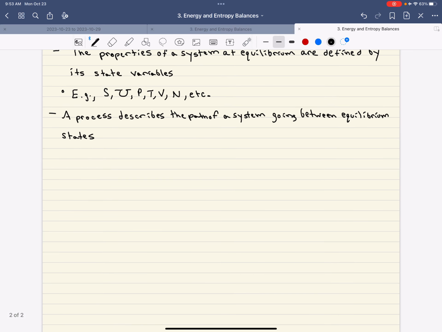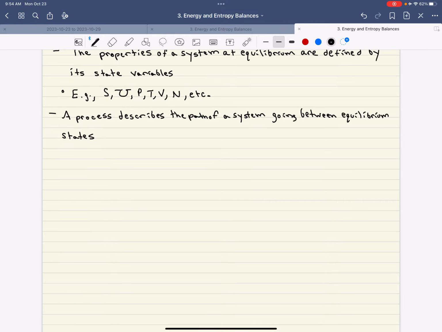Not only is it important to understand the equilibrium states of a system, it's also important to understand the process it takes in order to go between those equilibrium states, right? Because that process, in order to go from one temperature to another, is going to involve potentially the addition or subtraction of heat from a system, or the addition or subtraction of work to a system. It's going to involve some sort of energy transfer.